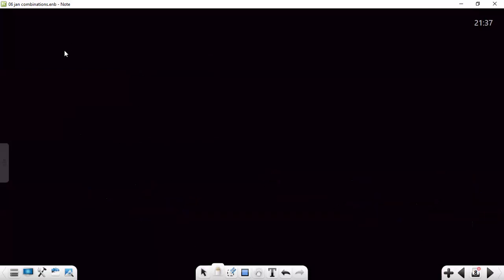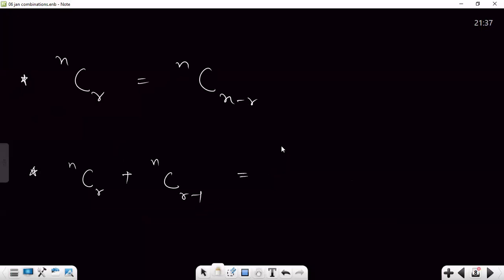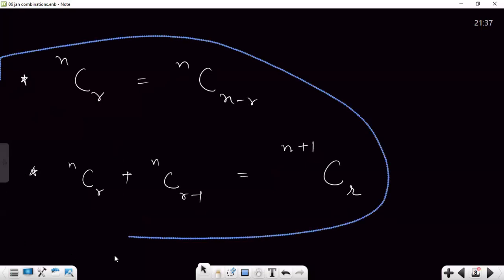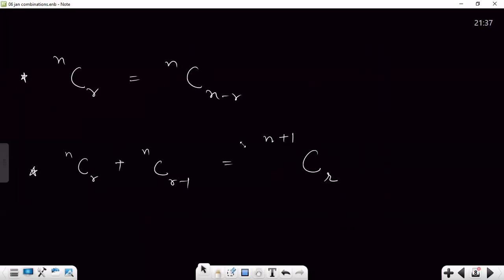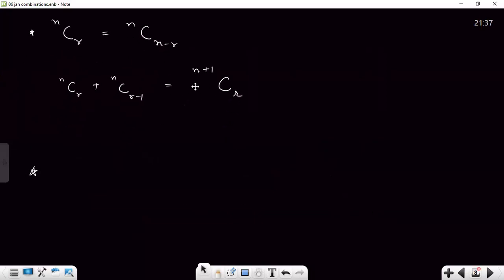So hence we can conclude that nCr is equal to nC(n minus r). That's a really important theorem, going to be useful. And similarly, we can say that nCr plus nC(r minus 1) is equal to (n plus 1)Cr. So you might want to know how this is happening. Let's then discuss the same.